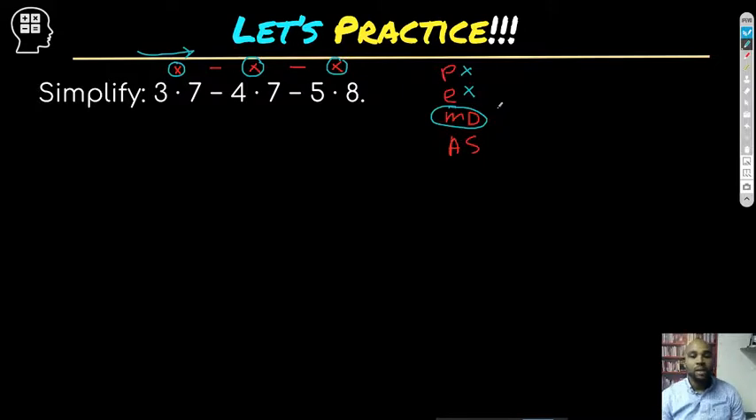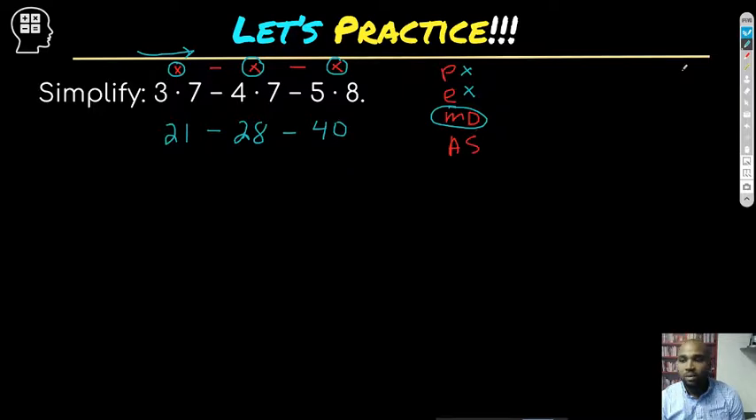This may help some of us who are struggling with all these numbers and operations. Let's simplify. Let's do the ones we circled first. 3 times 7 is 21. I'm just going to rewrite my minus. 4 times 7 is 28. And I'm going to rewrite my minus sign. And then 5 times 8 is 40.